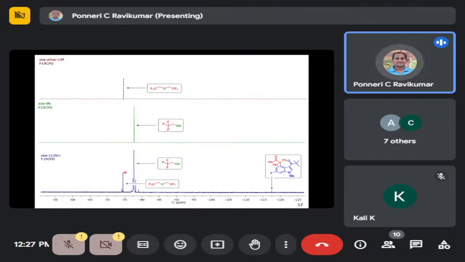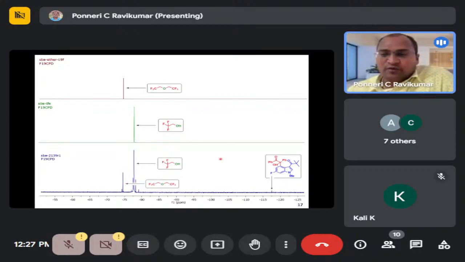And in fact, we have taken the integration of this peak and this peak, and the ratio is about 1 to 6. I mean, this is 1 and that is 6. So which means there's 6 equivalents of water being generated in the reaction medium, which is sufficient enough to get oxygen at these places.